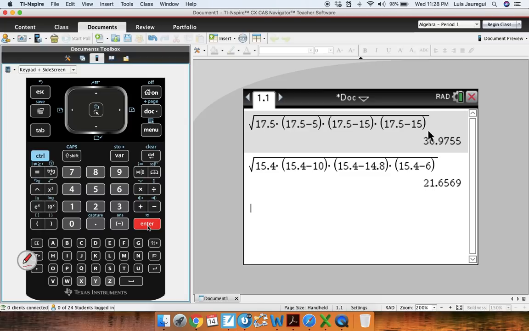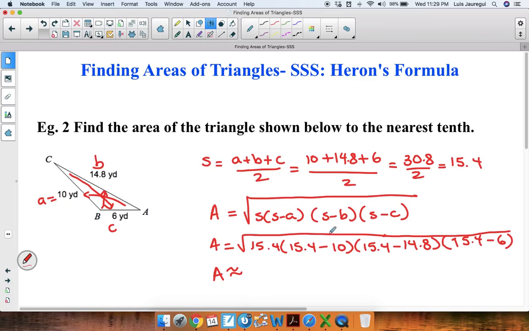21.6569. We're going to round to the nearest tenth, so we look at the digit in the tenths position, which happens to be a 6 here. We look immediately to the digit to the right of it, and we see that it's a 5, so we round up, and that gives us approximately 21.7. So the area is about 21.7, and in this case it will be yards squared.